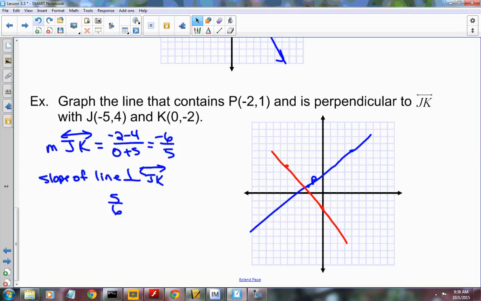0 in the denominator. Anytime 0 is in the denominator, it is undefined. Okay? It trumps anything else.